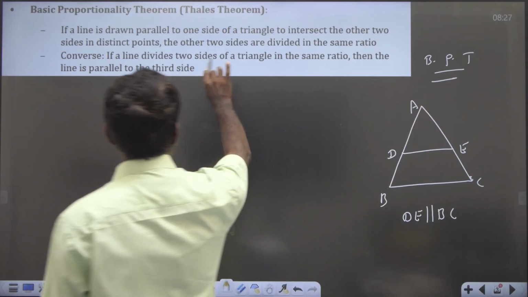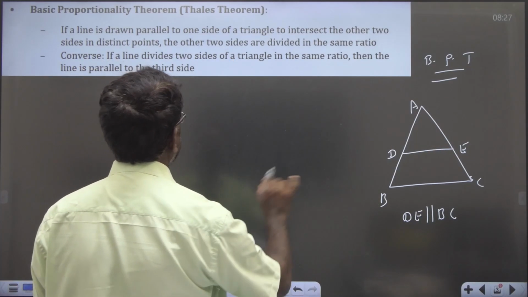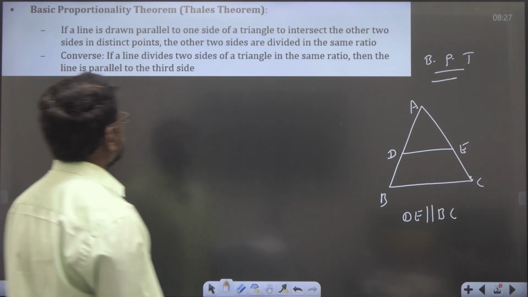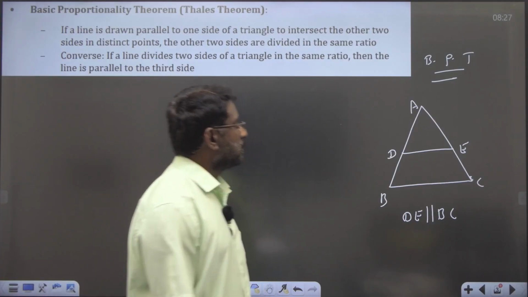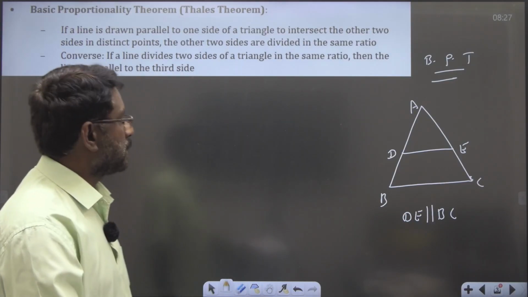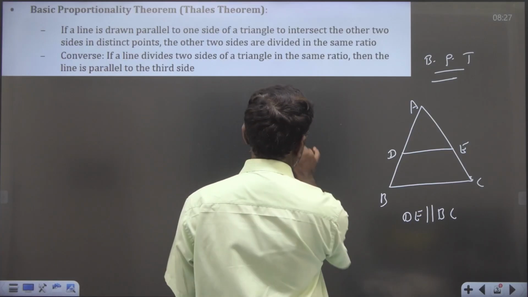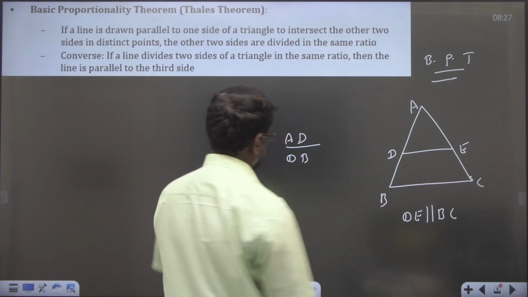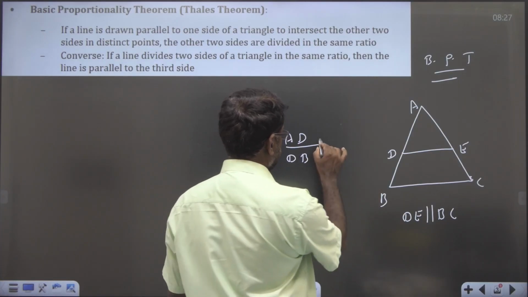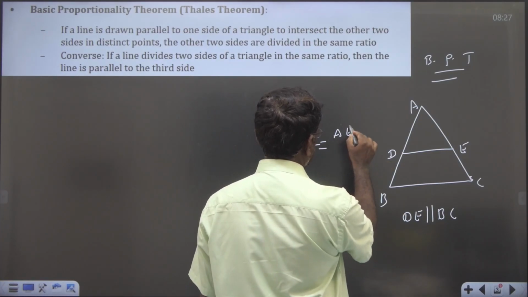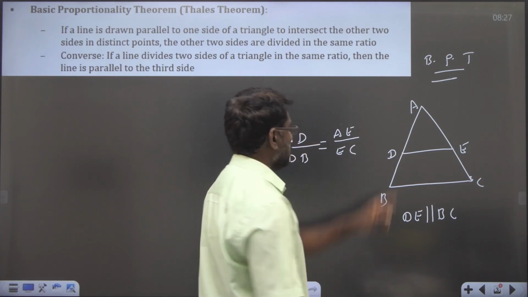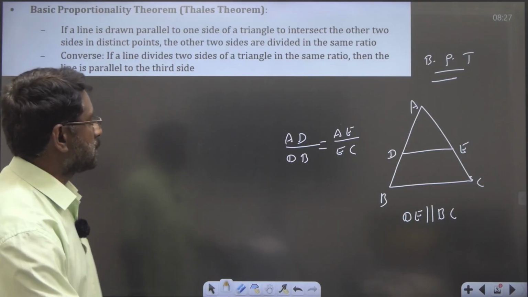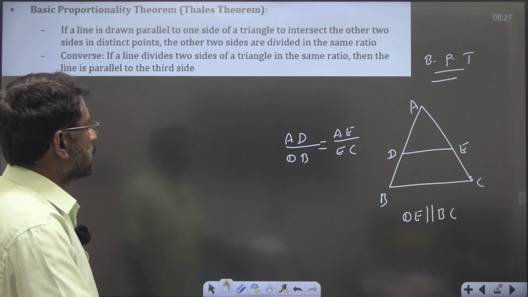If a line is drawn parallel to one side of a triangle to intersect the other two sides in distinct points, then the other two sides are divided in the same ratio. That means in this figure, AD by DB is equal to AE by EC. This is called Thales theorem, or BPT, or basic proportionality theorem.